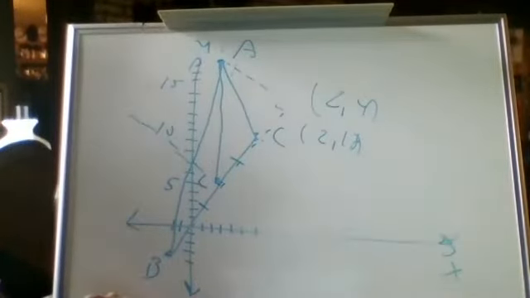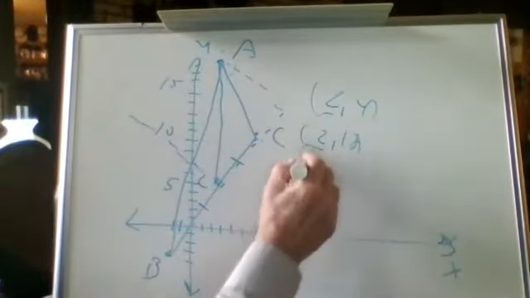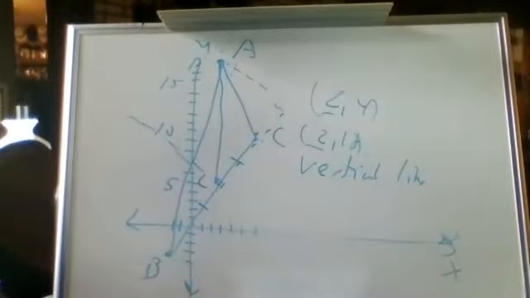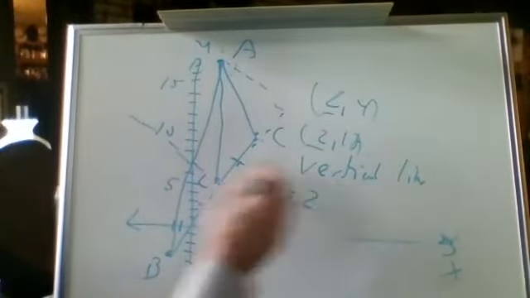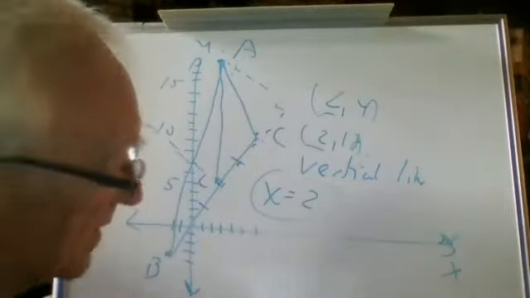And so we want to find the equation. Well, this is 2 and this is 2, right? Which means my line is vertical. That means I have a vertical line, okay? So that has to be x equals 2. That was pretty simple, okay? That is the equation of the line containing the median from point A to segment BC. All right, get that down.